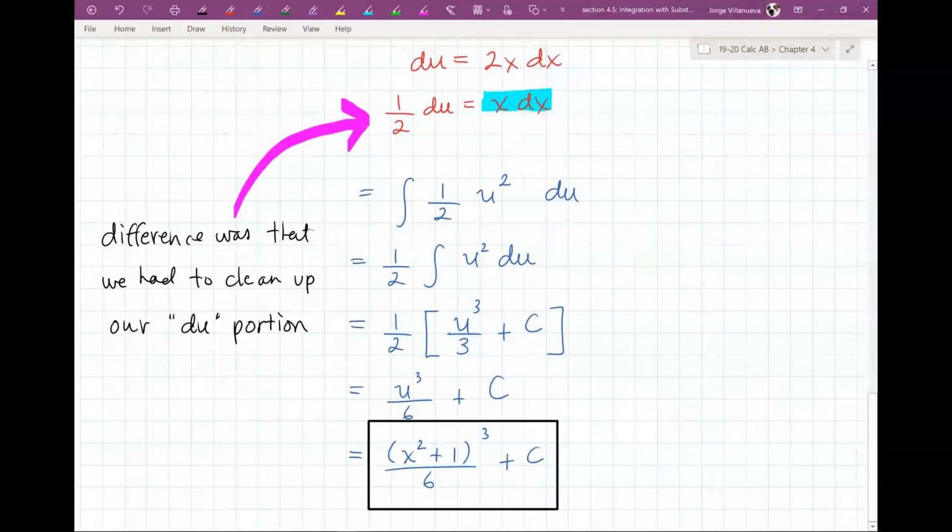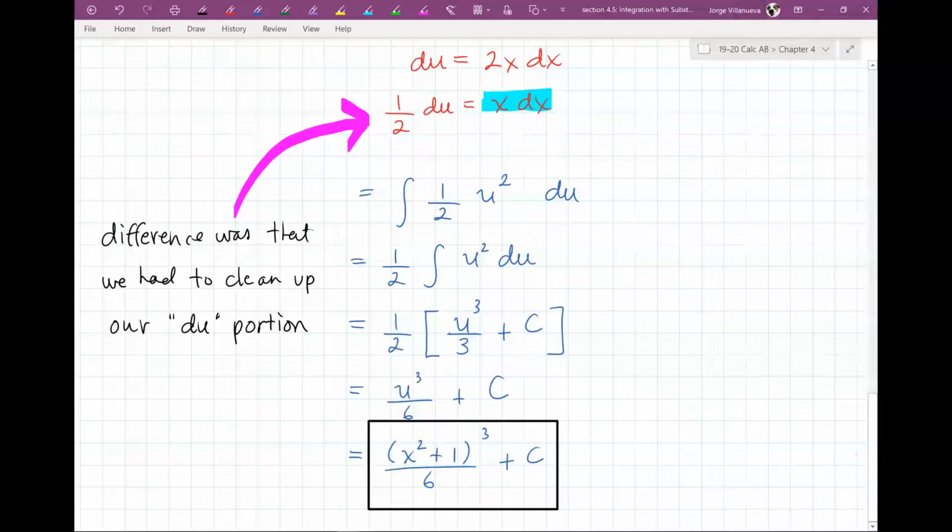So that's how you would do a problem where the derivative doesn't match perfectly, but you can manipulate a little bit. Any questions on this one? So notice we take something that looks difficult, we substitute it so that it becomes an easier problem, right? In some cases, a really easy problem, right?